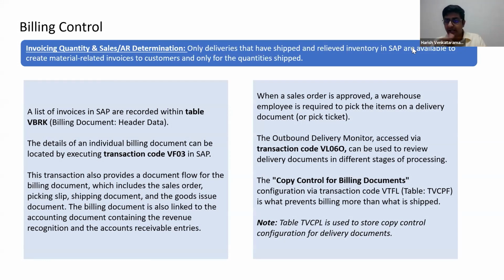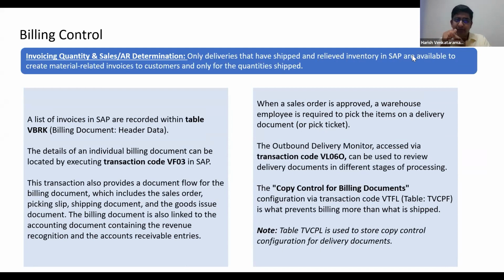So copy control in SAP facilitates the copying of information from my source document types to my target document types. This copying happens through the transaction code VTFL, or rather the table TVCPF, which specifies various copy requirements. Copying requirements are defined first, along with how this copying should affect my document posting, whether it has a positive or negative impact, and whether my document flow should get updated by such copying.